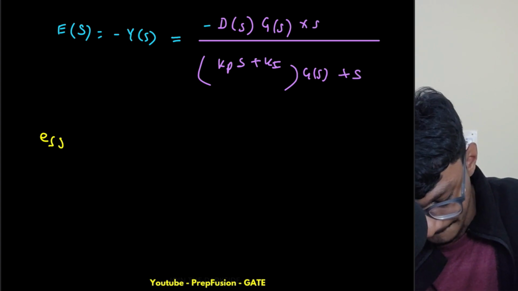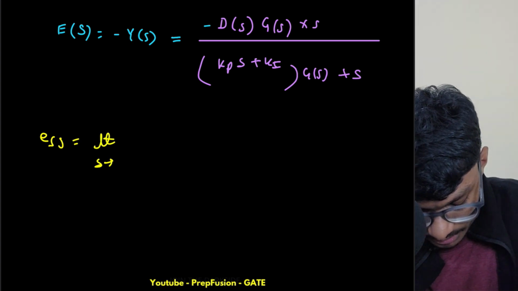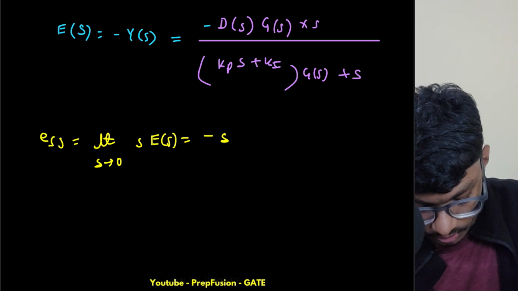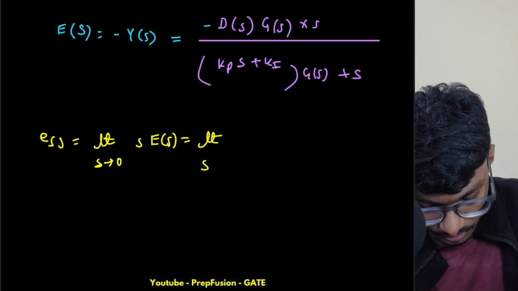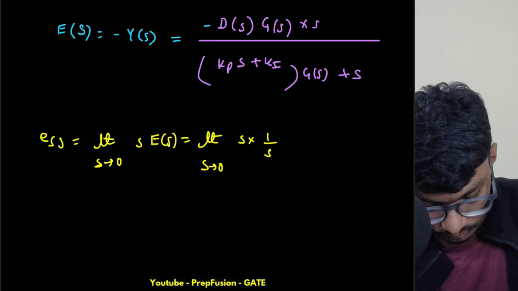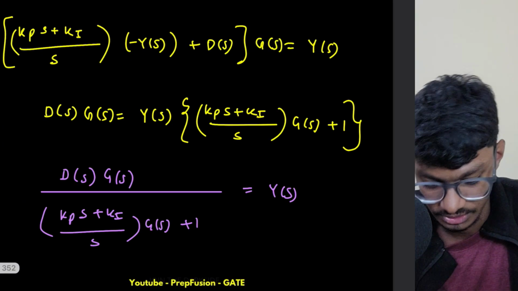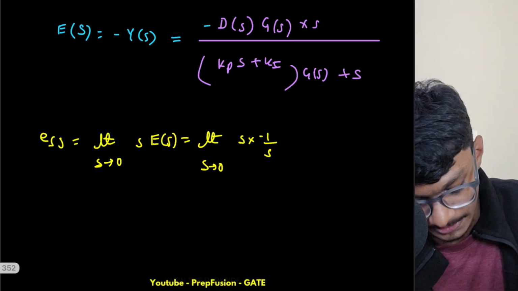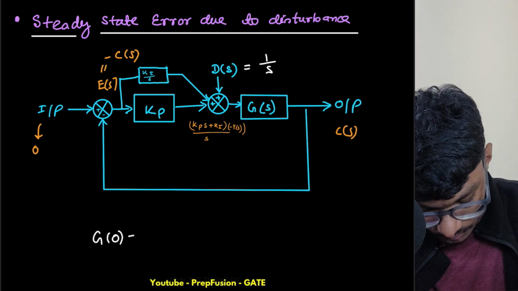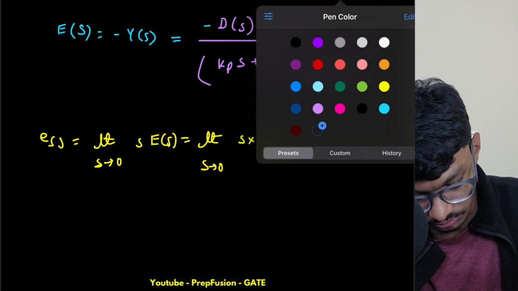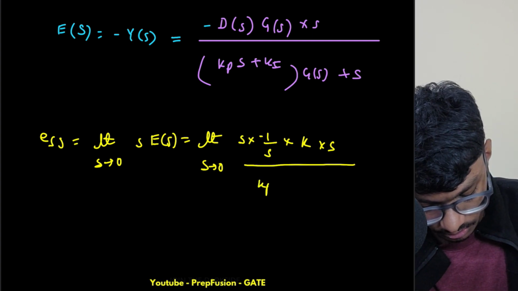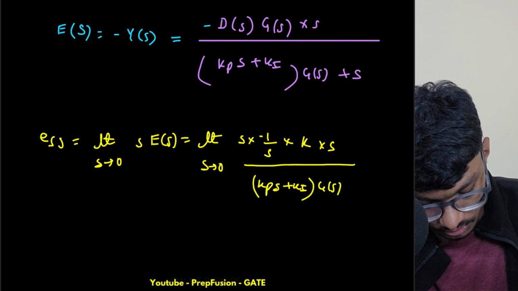Now let's find the steady state error, which is the limit as s tends to 0 of s E of s, which is minus... Now I will write limit also. Limit s tends to 0, s into 1 over s, and there is a minus also obviously. D of s is 1 over s, I have already written it down, and into G of s. G of s is what? Now I will write that G of 0 obviously is K. So into s into K into s divided by Kp s plus Ki into G of s plus s.